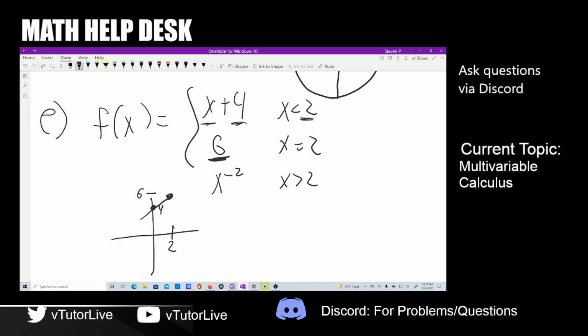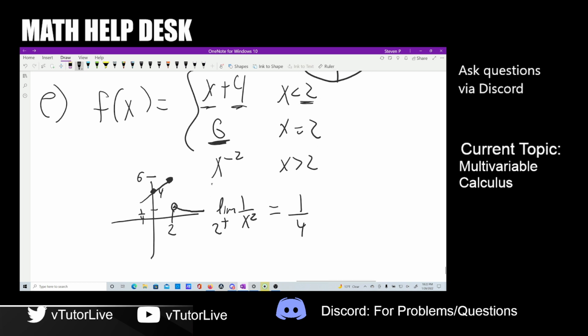But on the other side, the limit of 1 over x squared as x approaches 2 from the right is 1 over 4. So 1/4 is somewhere down here, and it's doing something like this. This problem is a little weird coming after the tangent problem, because that one was very subtle, and this one in comparison is a sledgehammer. To me, it seems like there's just one big jump right here, and that's it. I don't think there's anything else to say about it.